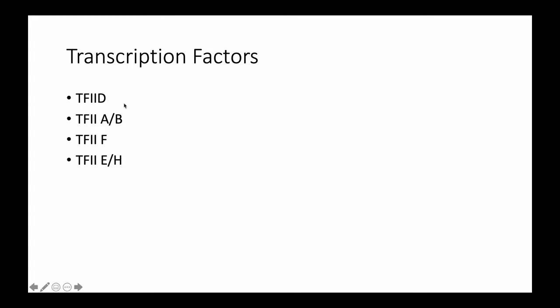So what TFIID does is a few different things. The very first thing that it does is recognize the TATA box, and it can easily bind to the TATA box. The other thing that it does is cause a kink, a bend in the DNA. So the first thing that we need would be TFIID. The next protein that we have is transcription factor 2A and B.